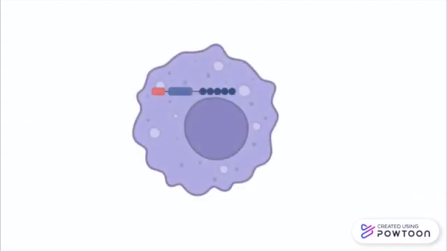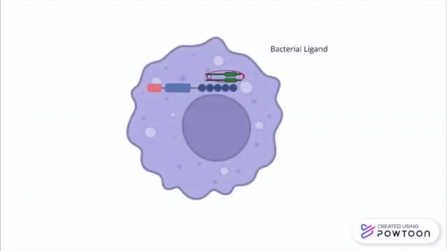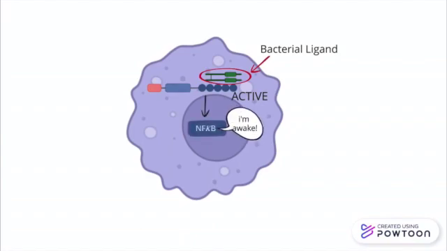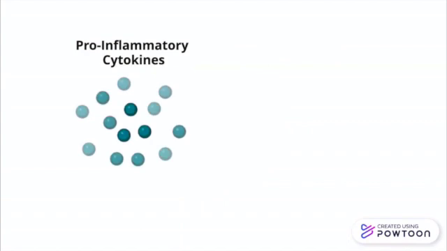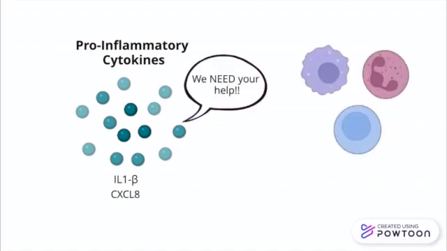NOD receptors exist in an inactive form in the cytoplasm. However, once the NOD receptor binds its bacterial ligand, it activates a cascading signaling pathway, essentially activating NF-kappa B, leading to cytokine production. These pro-inflammatory cytokines such as IL-1β and CXCL8 play a key role in the recruitment of lymphocytes and leukocytes to the site of infection to kill the bacteria.